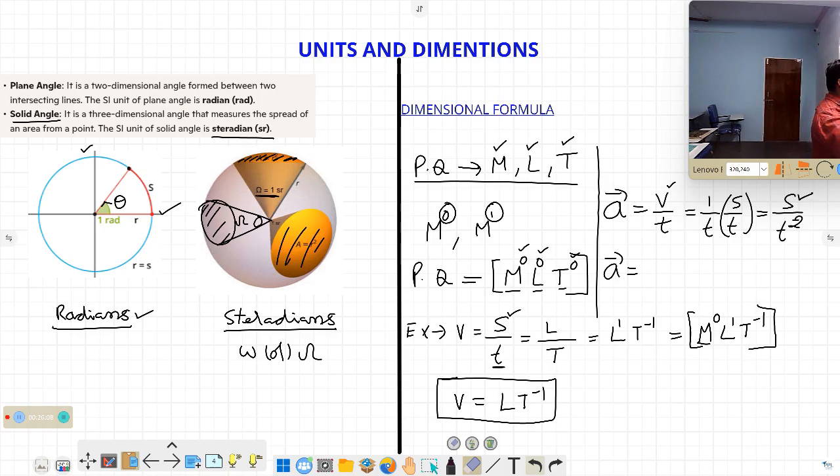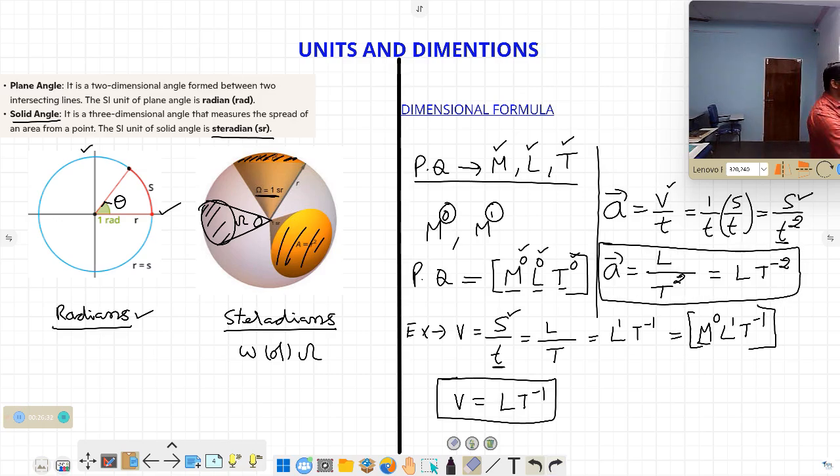Now the acceleration dimension formula I can write. The distance we measure in terms of fundamental as length, time as capital T. The power of t is raised by 2, that is t square. Now t square in the denominator, if you move it to the numerator, becomes t power minus 2. So the dimension formula for acceleration becomes LT minus 2. This is the way you have to write any derived physical quantities in terms of dimension formulas.